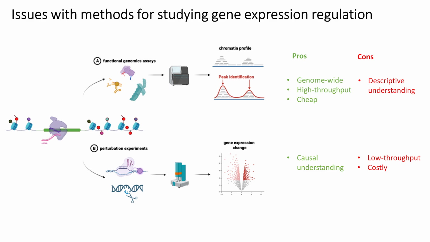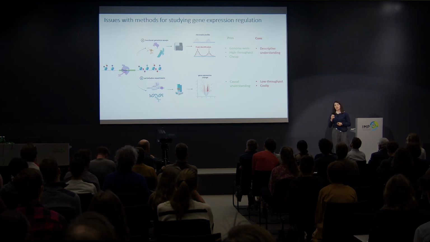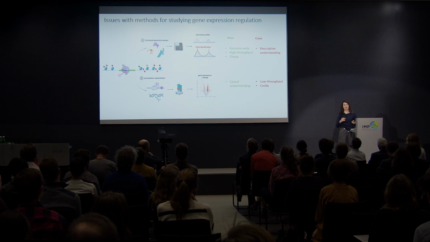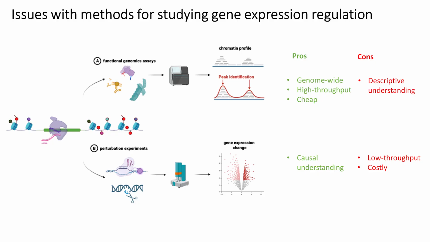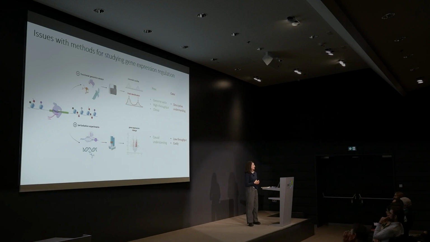The first is performing functional genomics assays, where we can essentially track the functional activity genome-wide through ATAC-seq or similar assays. These are high throughput and relatively cheap to run, but they only provide a descriptive understanding of the state of the genome. Although they can be indicative of enhancer activity, they don't really provide a model for how different enhancers come together to act on a given target gene.